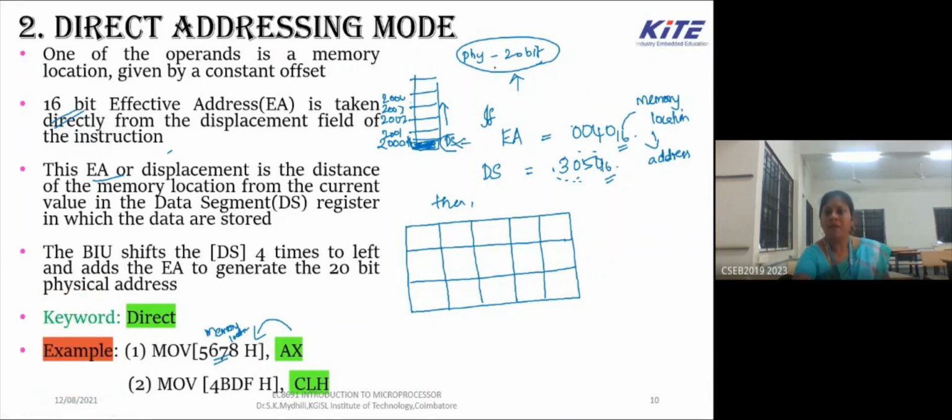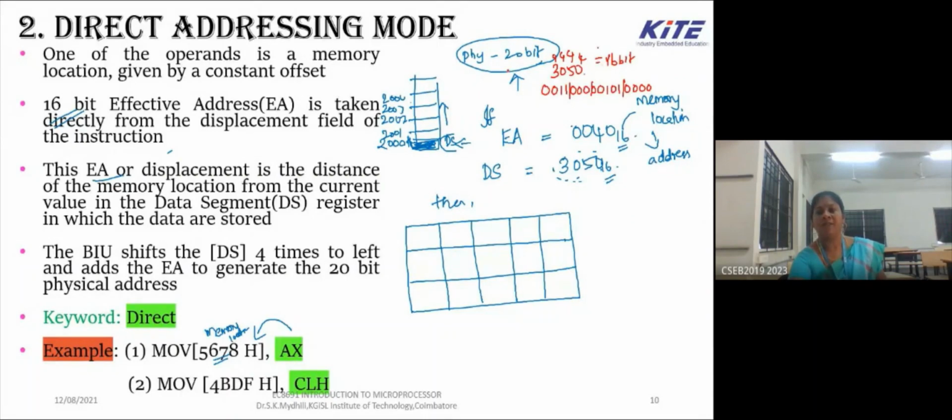If 3050 is written in hexadecimal, what is the value of 3? It is 0011. For 0, it is 4 zeros. For 5, it is 0101. For the last 0, again it is 4 zeros. So each of these is a 4-bit group: 4 plus 4 plus 4 plus 4. Four fours are 16, so this is a 16-bit location.